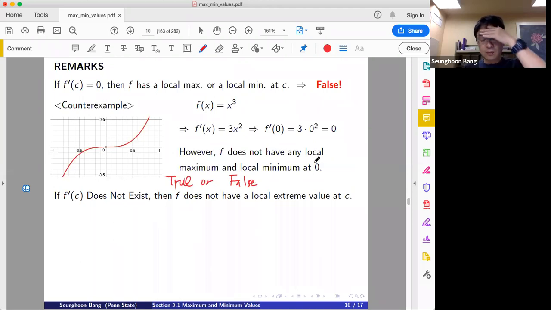False? Okay. Do we have a counterexample? The example is like this one: f prime of c does not exist, but f has a local maximum or local minimum. Do you have this kind of example? What is your explanation? Your statement is false. How can you explain?